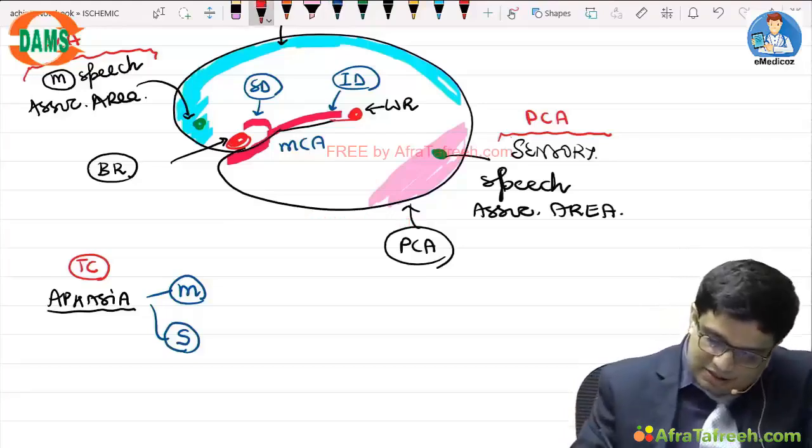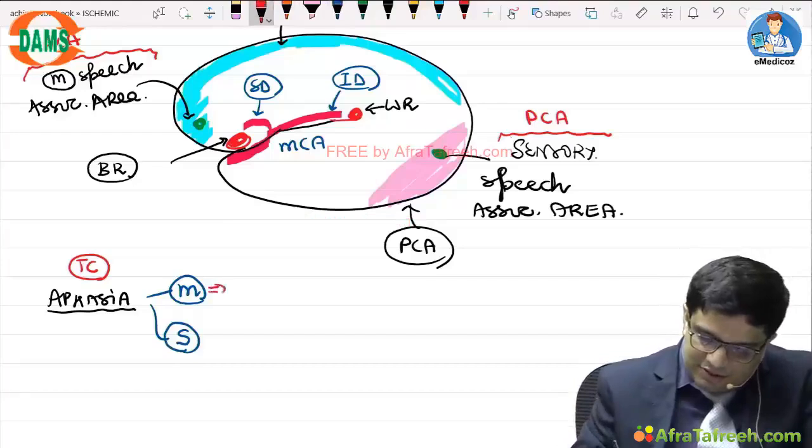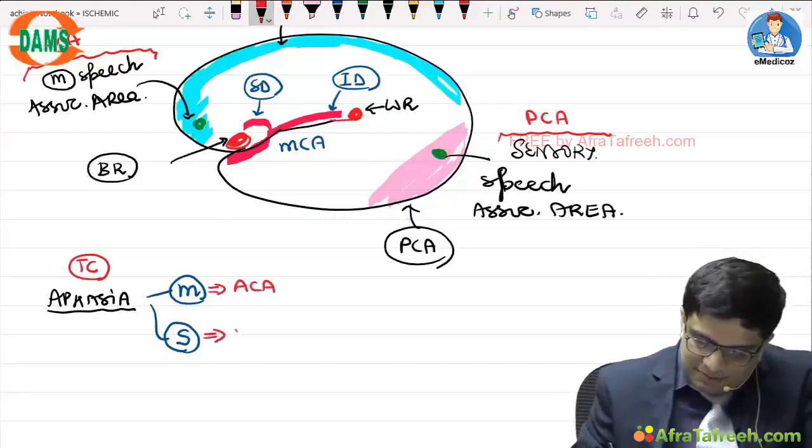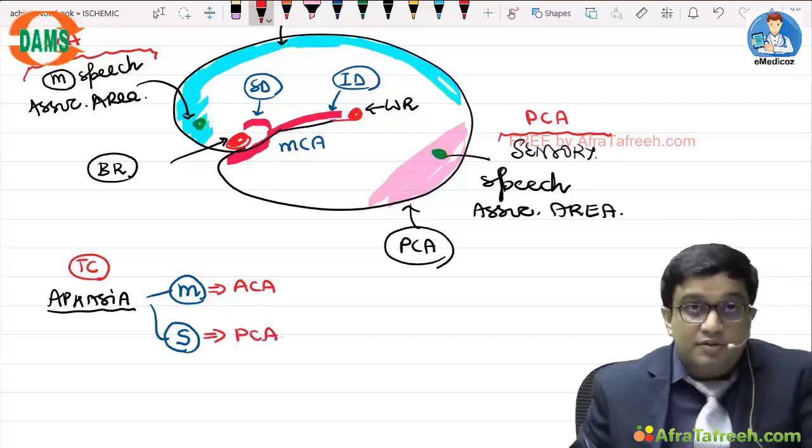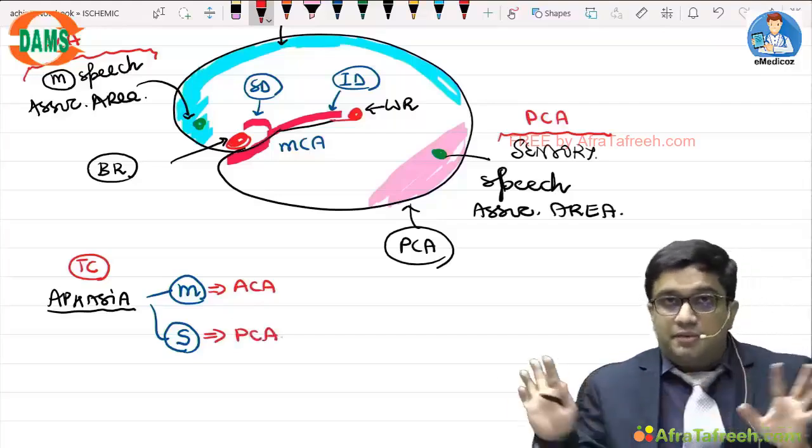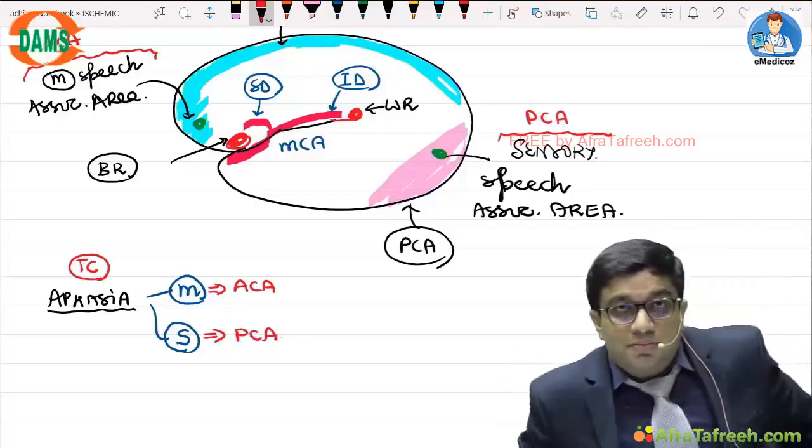Motor transcortical aphasia occurs due to a lesion in the ACA. The sensory one happens due to a lesion in the PCA. Wernicke's and Broca's, MCA. Okay, so remember this.